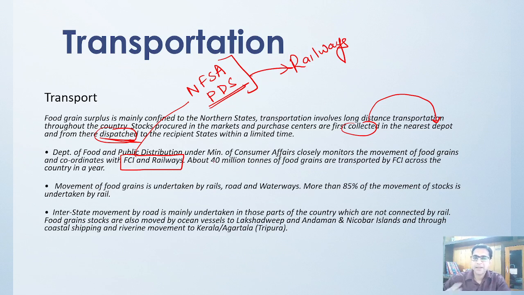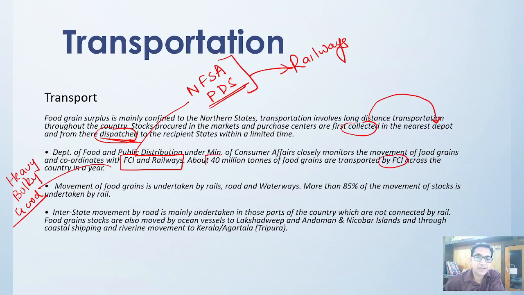So the railway is the major transporter of food grains throughout the country, because railway lines carry heavy, bulky goods, right? Food grain is a heavy and bulky good. There are container trains in which the product is loaded. Around 40 million tons of food grain are transported by FCI across the country every year.